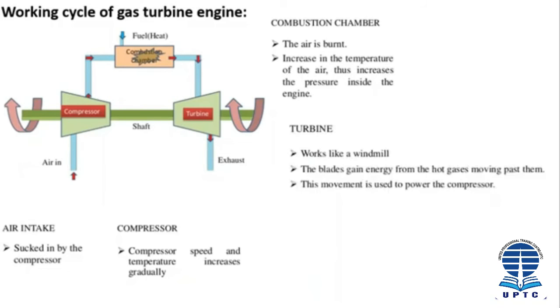The hot expanding air then goes to the turbine section and drives the turbine, which works like a windmill. The blades of the turbine gain energy from the hot gases moving past them. The rotation of the turbine is used to run the compressor or to power the generator.